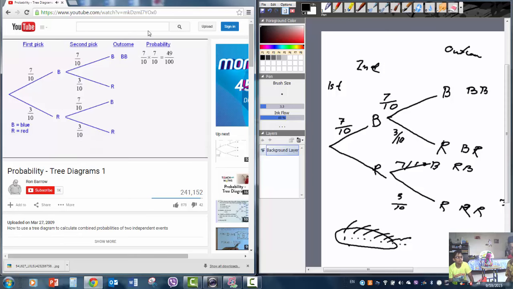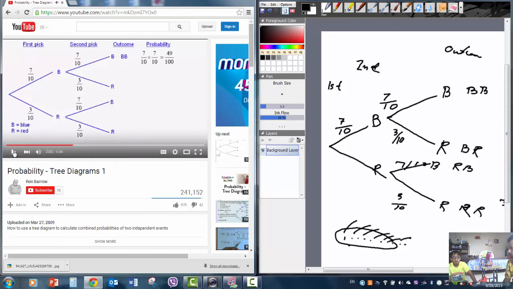That gives us 49 over 100. So blue, red, and red, blue have the same chance of being picked. So 50-50 chance for blue, red, and red, blue. Exactly, because they're practically the same thing. That's a very good observation, because that's what they're going to find out.